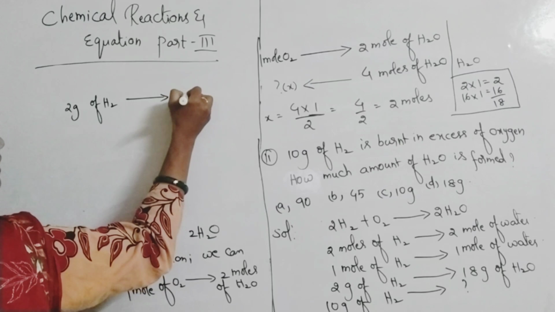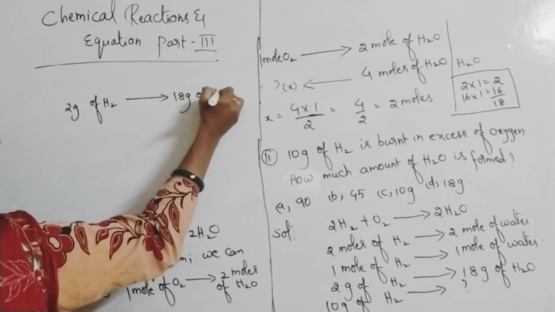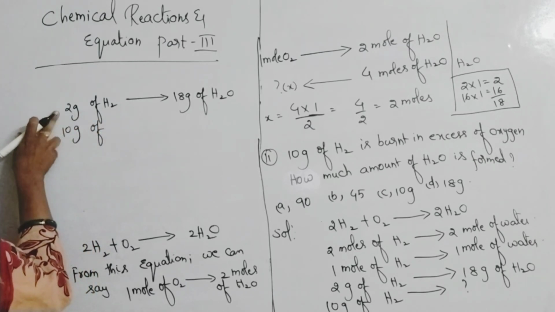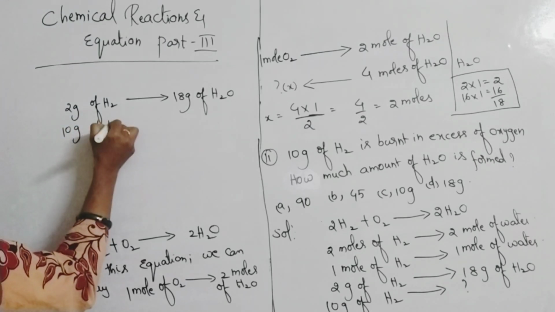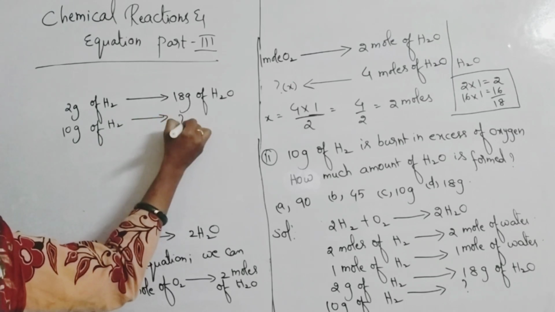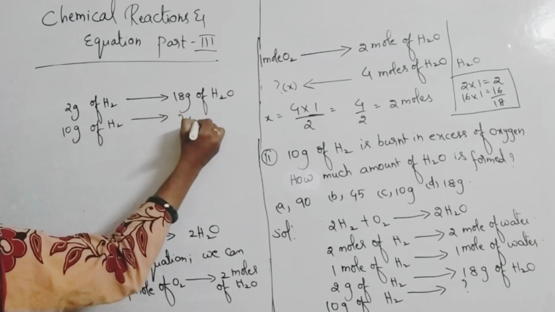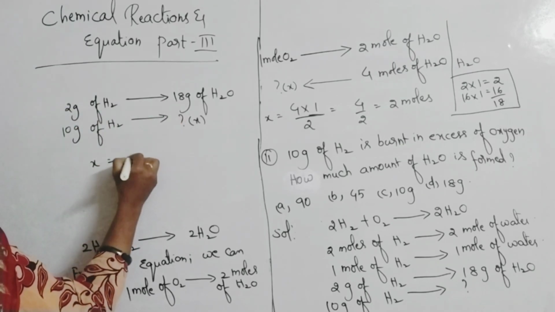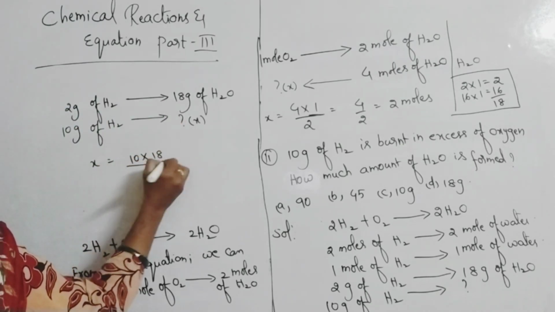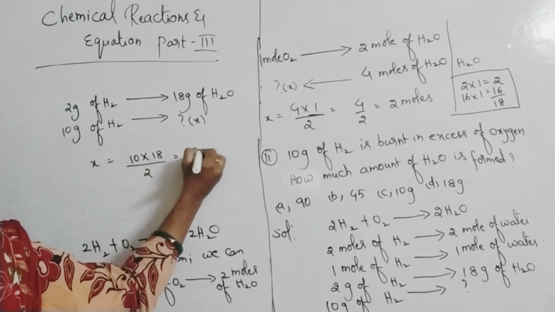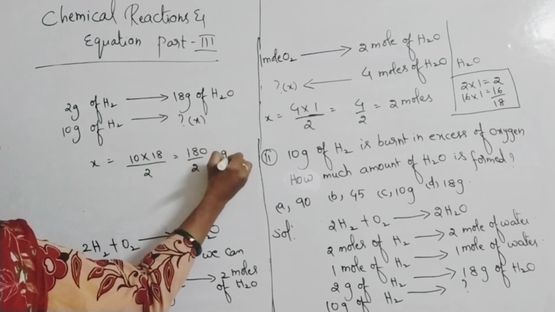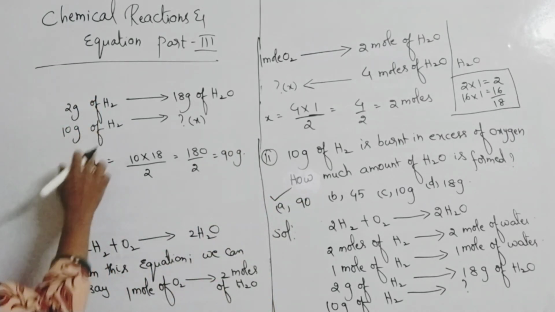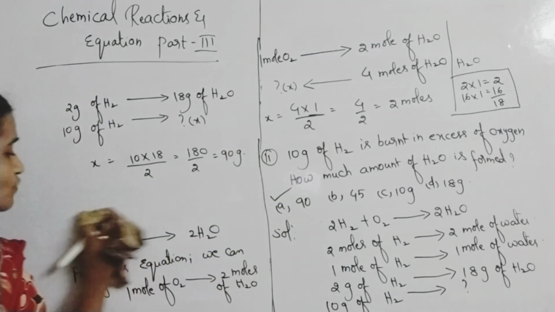18 grams of H2O. If you take 10 grams of hydrogen instead of 2 grams, how much water will come? Keep it x here. To find x, cross multiply and divide by the third number: 10 into 18 by 2, which is 180 by 2, equal to 90 grams. So the answer is: 10 grams of hydrogen gives 90 grams of water.